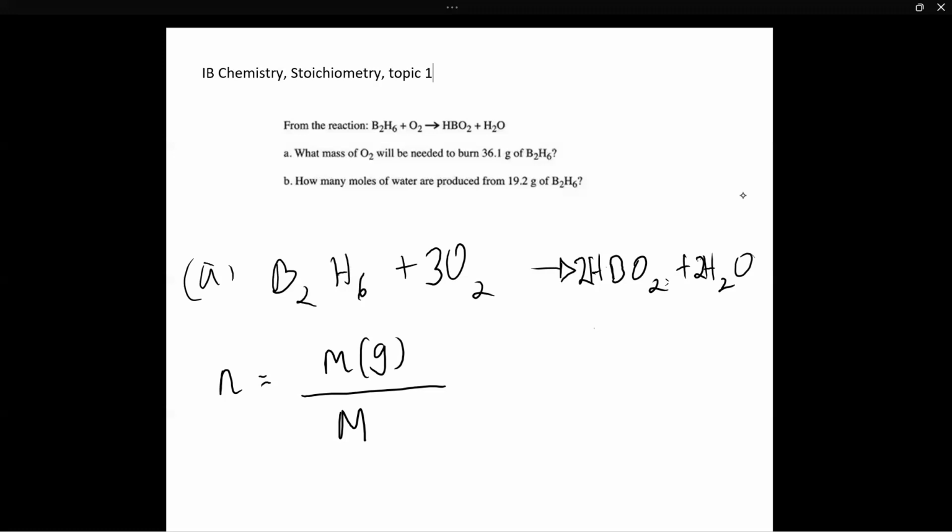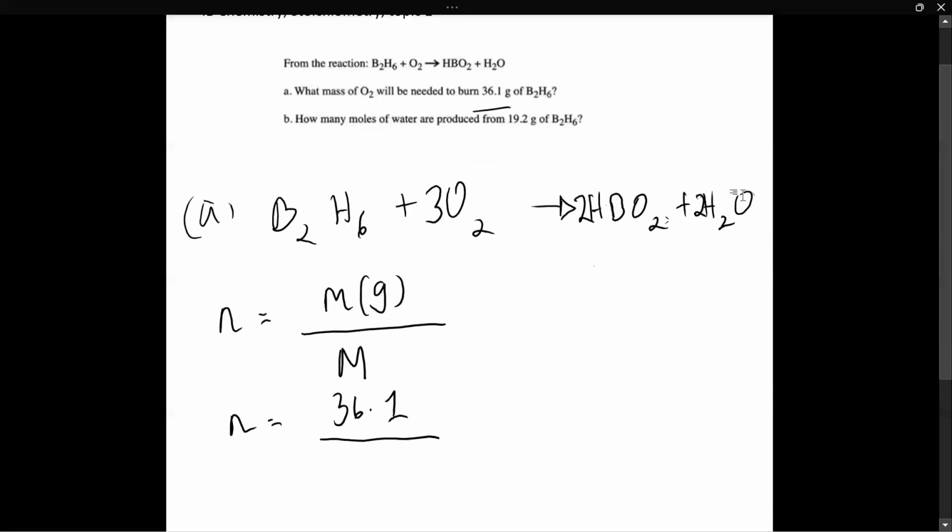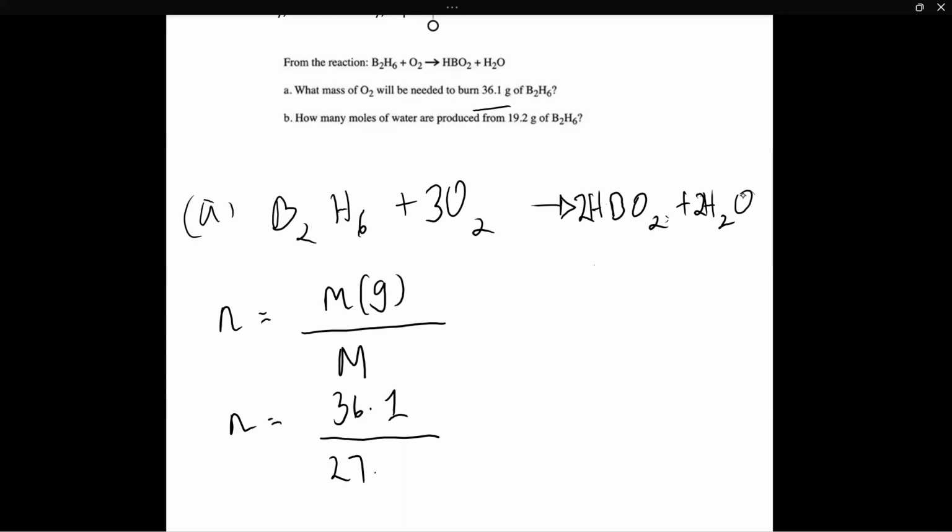So let's calculate the number of moles of B2H6. Number of moles will equal the mass in grams. We've been given that. We have 36.1 grams of B2H6, and we divide this by the molar mass of B2H6, which is 27.66, I believe. Yes, 27.66. And we get the number of moles as approximately 1.3 moles of B2H6.